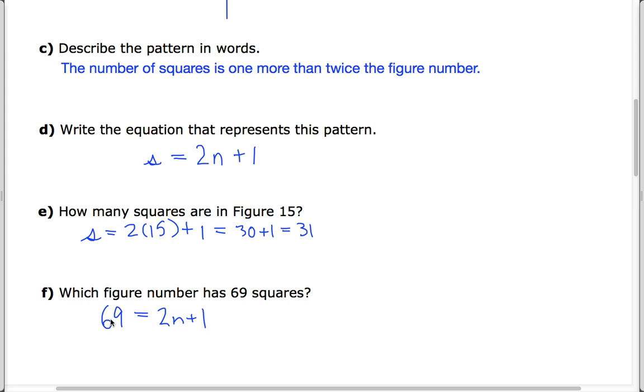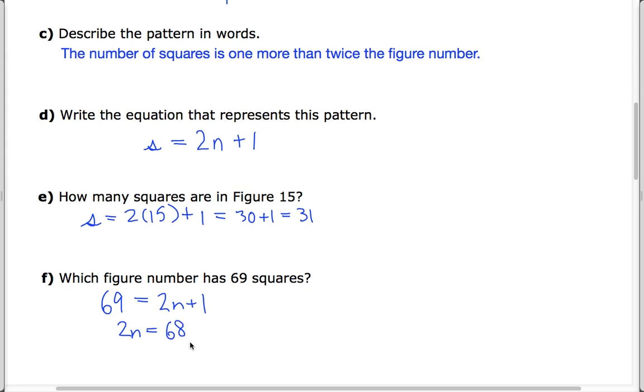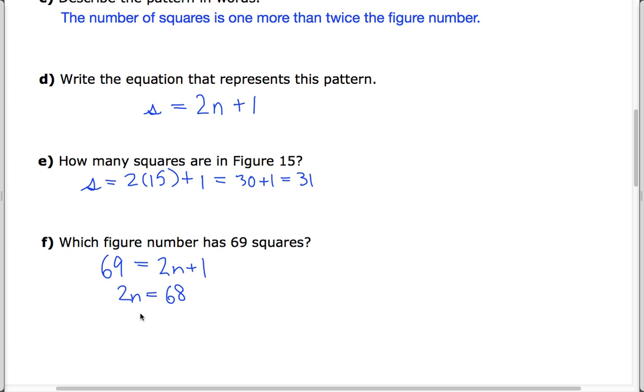So 69 is what you get when you do 2 times n plus 1. So you can probably figure out that 2n, therefore, would be 1 less than that, at 68. And so that means that you'd have n is half of that, which is 34.